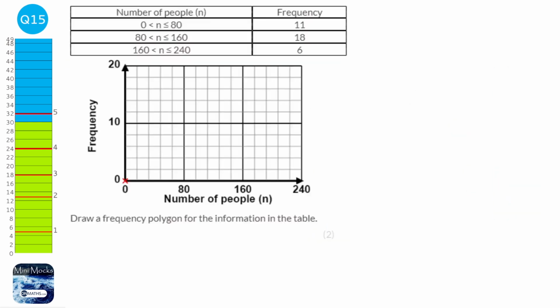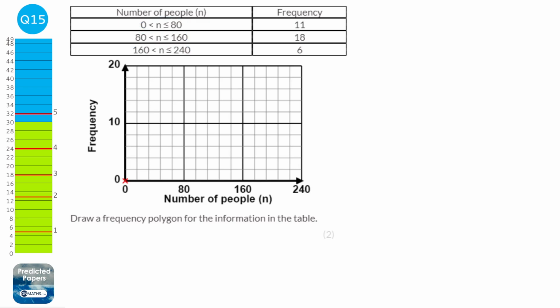A frequency polygon is like a line graph. In fact, it's a type of line graph. But it is when you have the data in a group. So we've got the data here as a group of 0 to 80. So there are 11 at 0 to 80. And then 18 at 80 to 160, and 6 at 160 to 240.